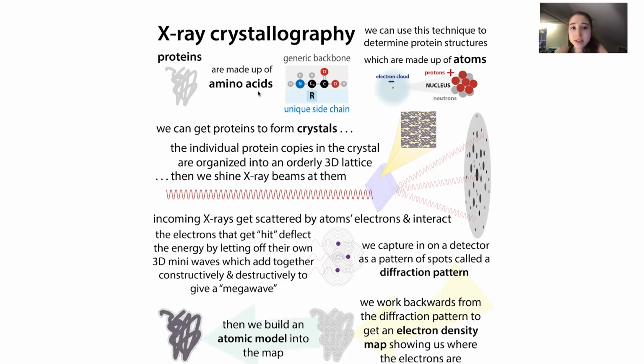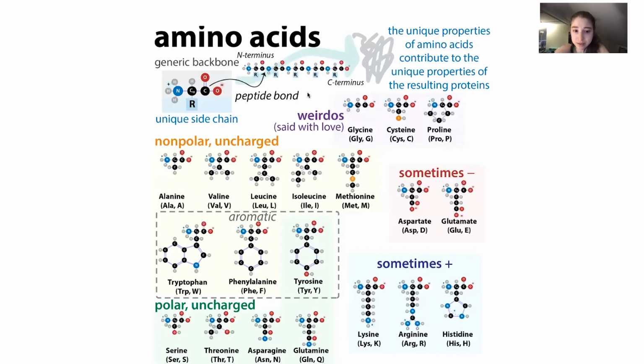And so proteins are made up of amino acids. We talked a lot about amino acids in 20 days of amino acids. There are 20 different ones, and they have this generic backbone part, and then these unique side chains or R groups that stick off and give them unique properties that influence how the protein folds and functions.